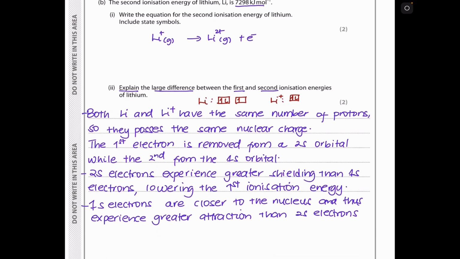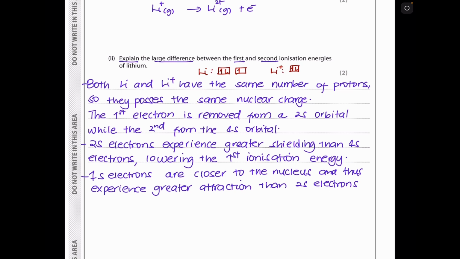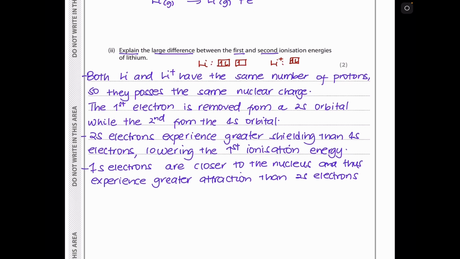And next they say explain the large difference between the first and second ionization energies of lithium. If we look at the electronic configuration, lithium should be that and that. So the first ionization energy removes that electron that is in an outer shell and not paired, but the second removes the second electron, which is going to be in the 1s orbital, and it's going to be paired. So there is repulsion here. However, this is in an outer shell, so this is going to be lower.